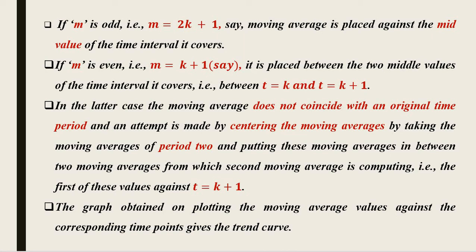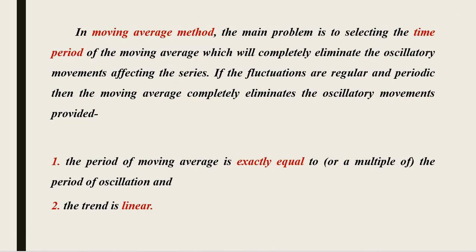And an attempt is made by centering the moving averages by taking the moving averages of period 2 and putting these moving averages in between two moving averages from which the second moving average is computed. That is, the first of these values against t equal to k plus 1. So, the graph obtained on plotting the moving average values against the corresponding time points gives the required trend line.